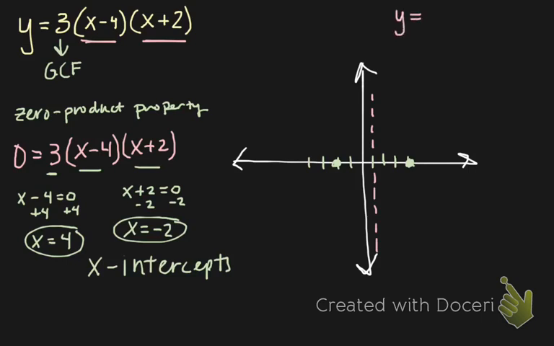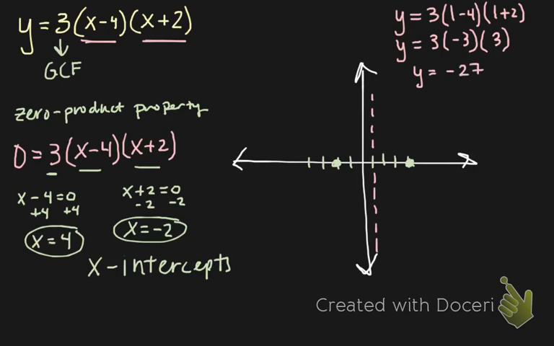So we have y equals 3 times, positive 1 minus 4 times 1 plus 2, which will give us 3 times negative 3 times positive 3, which will give us a grand total of negative 27. So our vertex is going to happen at the point 1, comma, negative 27.